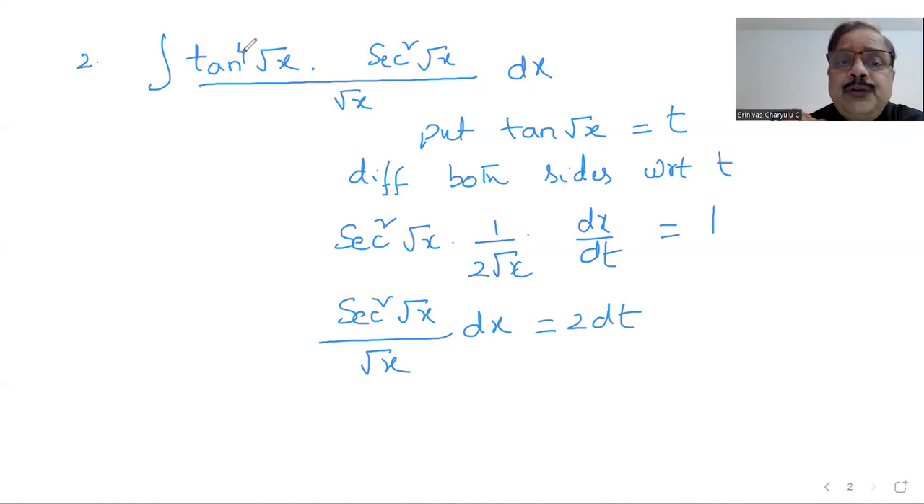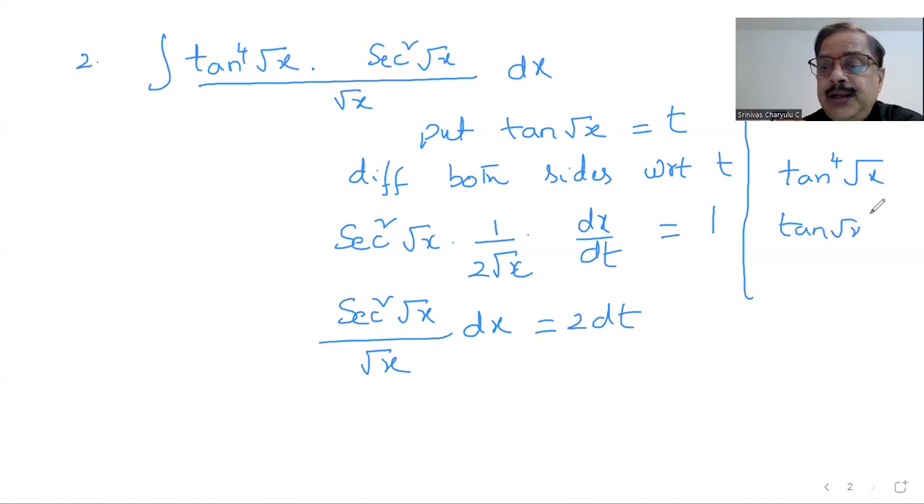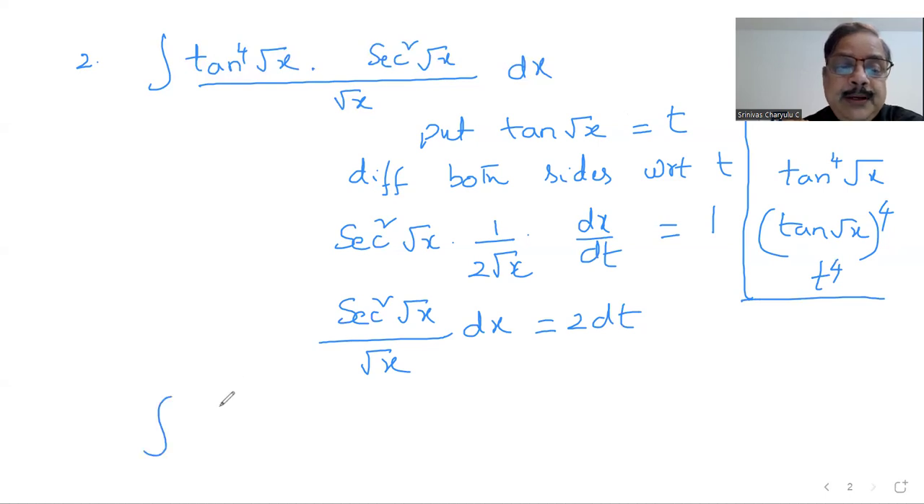In the place of tan to the power of 4 root x, what can you write? T to the power of 4. Because tan to the power of 4 root x is there, this we can write as tan root x whole to the power of 4. Now tan root x we are calling as t, so t to the power of 4 you can write. So therefore your given sum will become t to the power of 4 into 2 dt, because secant squared root x by root x dx is now becoming 2 dt.